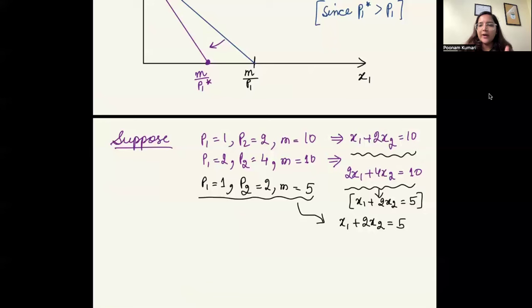So this is essentially what happens during inflation also, that if in inflation the prices of everything rise, the value of the money income that you are earning gets reduced. And that is why people ask for hikes. That is why people want their income to be linked with inflation. So in many places, the hikes or appraisals are linked with the inflation rate.